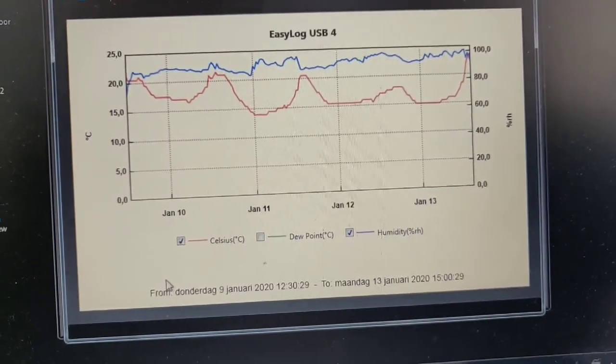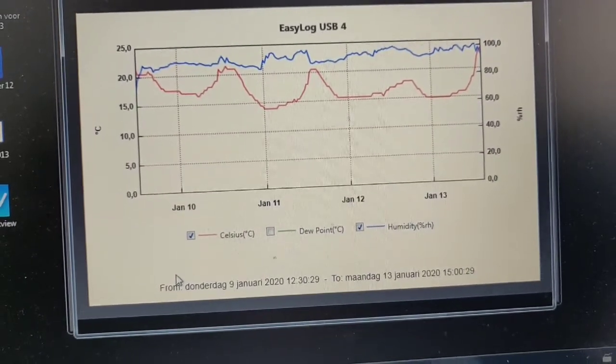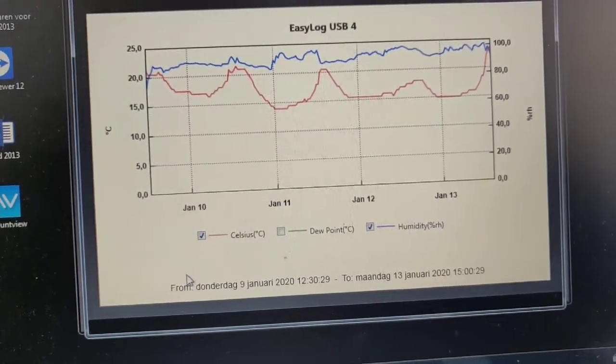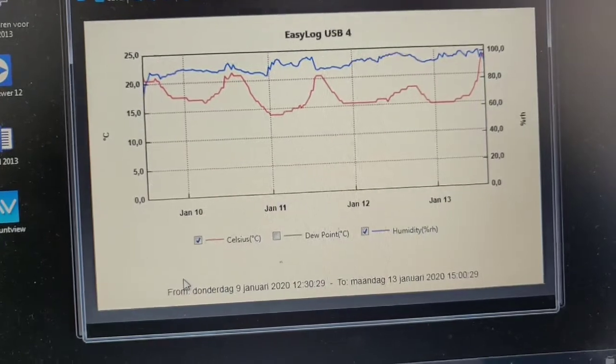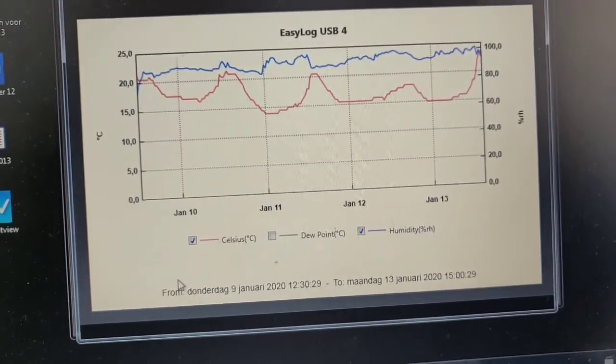So we basically can observe the expectations that we made when we put the data logger on Friday.